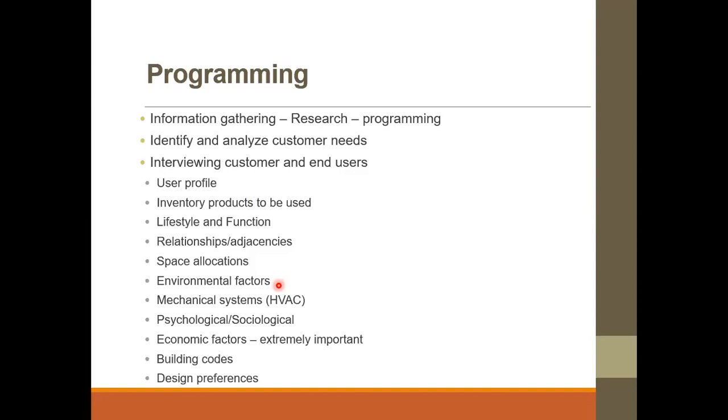Then the mechanical systems, it's definitely related with the heating system, ventilation system, air conditioning system. Also, the exhaust fan put in the kitchen is one of the mechanical systems. Then there are specific sociological or physiological needs of different families.